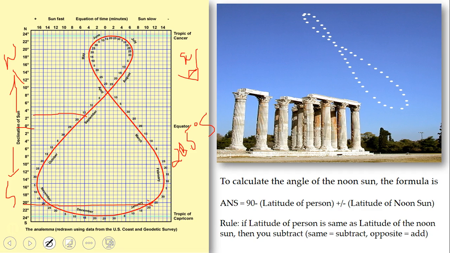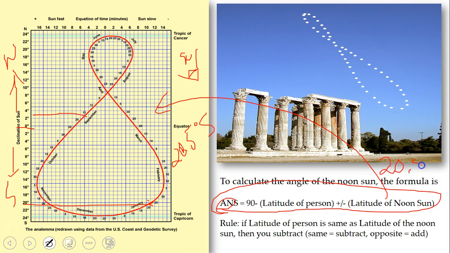Now, the next thing you need to do is use this analemma in this formula. Please know this formula. The angle of the noon sun is equivalent to 90 minus the latitude of where you're observing from, plus or minus the latitude of the noon sun. This comes from the analemma. That's where the noon sun is directly overhead. So today we talked about that. That right there would be 20.5 degrees south.